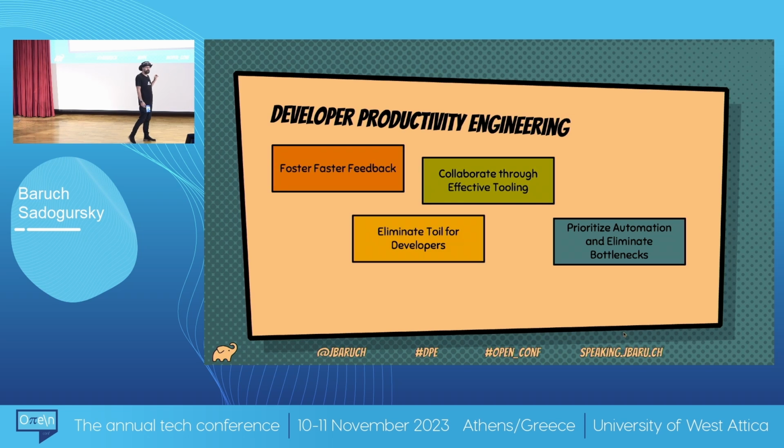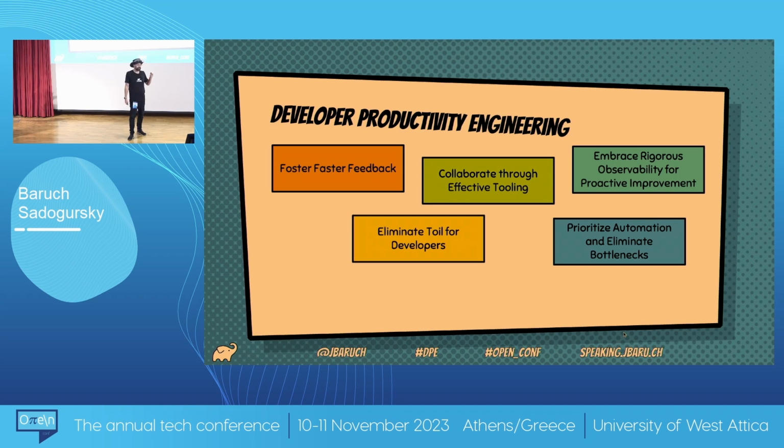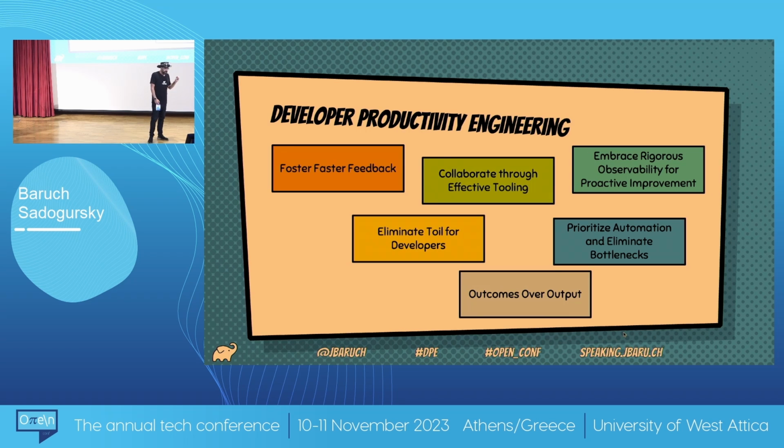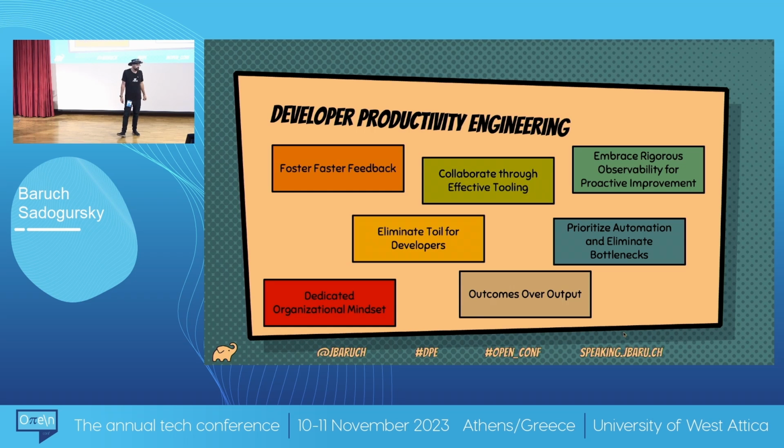Prioritize automation and eliminate bottlenecks. Stuff that has been done automatically doesn't require your attention. You save context switches. Embrace rigorous observability and proactive improvement. Make sure that whatever you did in eliminating toil, automating, and fostering faster feedback doesn't disappear. Outcomes over output. Output is overwhelming. Everything generates tons of output. This output is very distracting. Try to squeeze outcomes out of all this output. And organizational mindset. Your organization has to pay attention to this stuff.